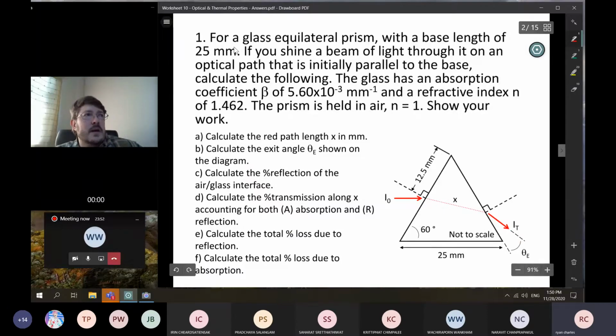All right. For a glass equilateral prism, right? So these words have meaning, like equilateral, with a base length of 25 millimeters. That thing down there. If you shine a beam of light through it on an optical path that is initially parallel to the base, calculate the following. The glass has an absorption coefficient beta of 5.6 times 10 to the minus 3 and a refractive index N of 1.462. The prism is held in air. Show your work. So calculate the following here.